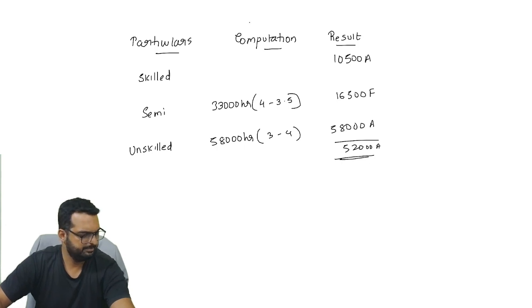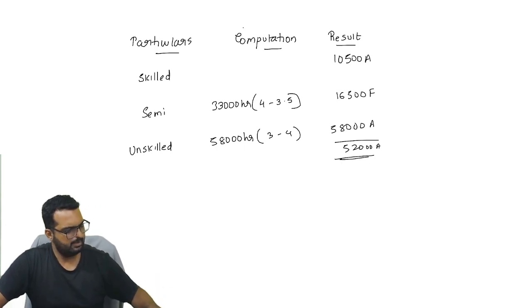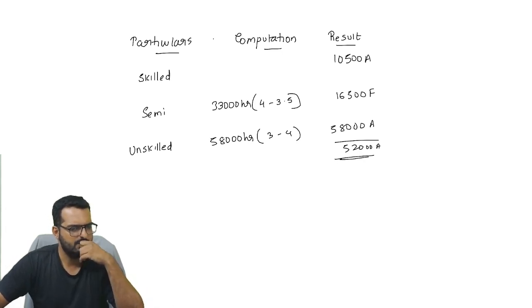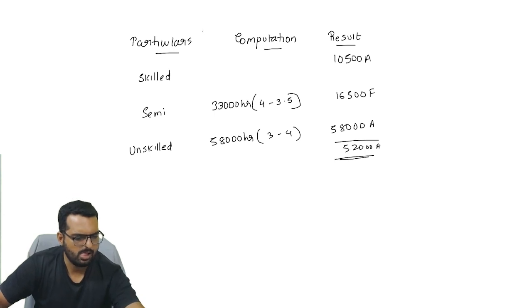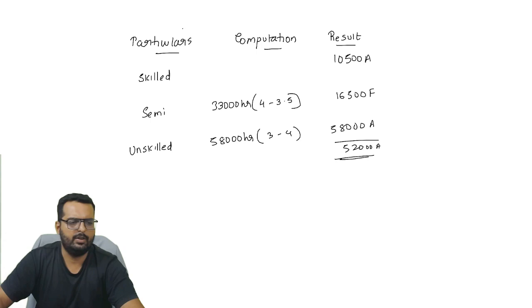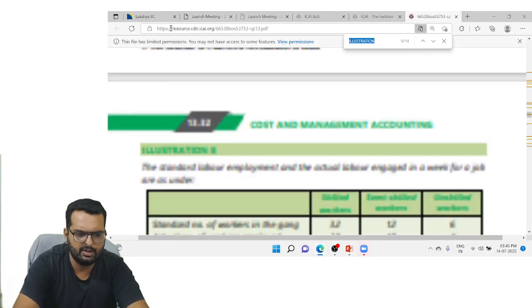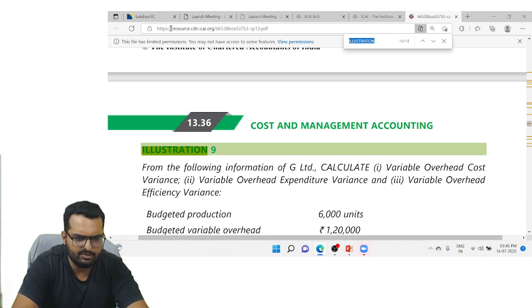All right. So I believe everybody is done writing this, friends. So let's go to the next illustration now. 7 is done. 8 is also done.